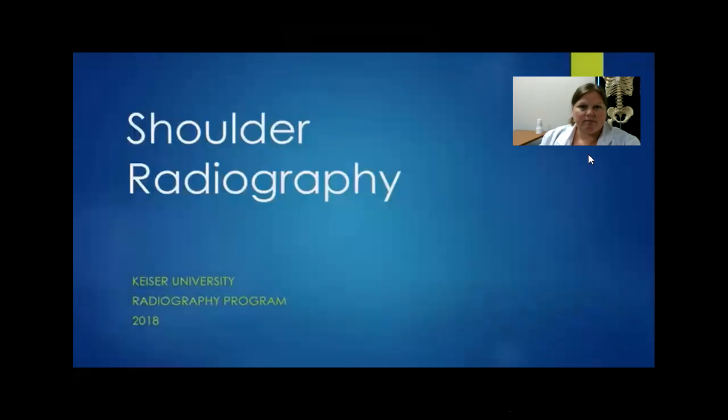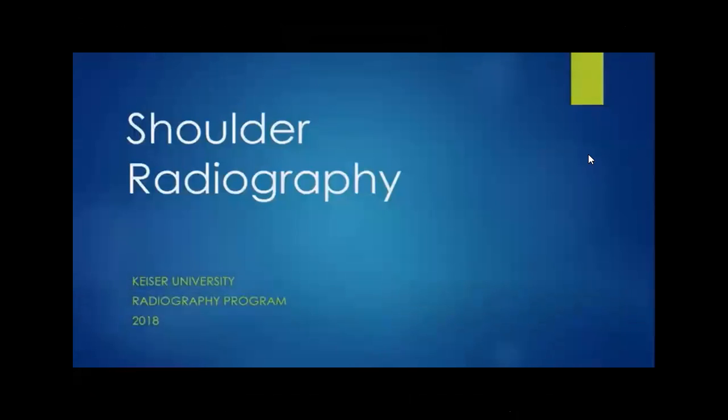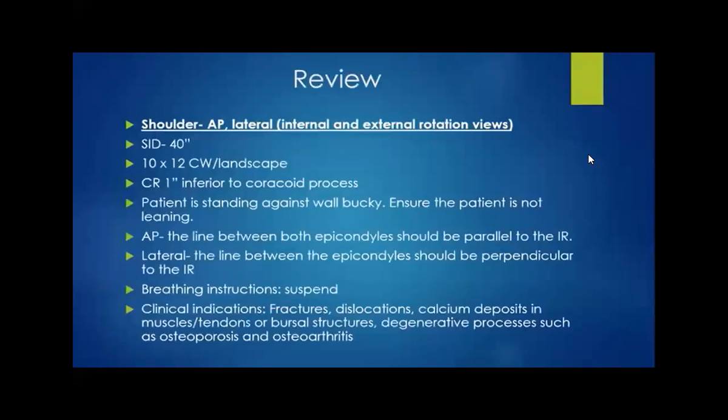Hey guys, today about the shoulder radiography. I'm going to do two main views that every department's going to do, the AP and the lateral. One is an internal rotation, one is an external rotation. 40-inch SID, 10x12, crosswise or landscape is the preferred way, so you get more clavicle on there. Centered 1 inch inferior to coracoid process.